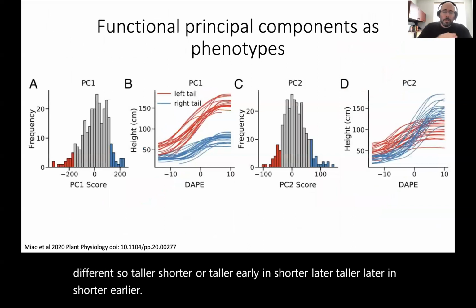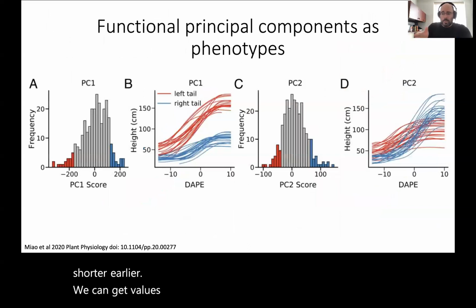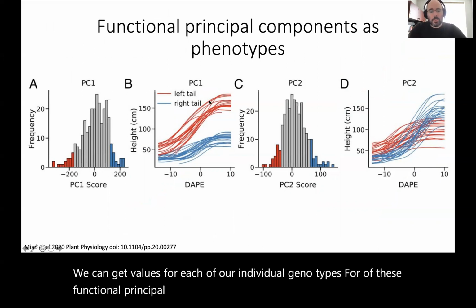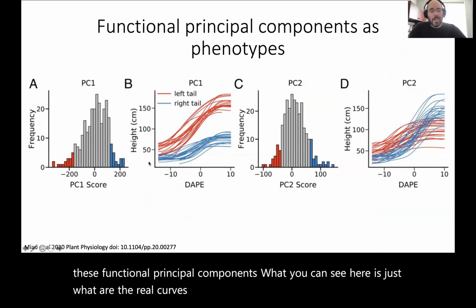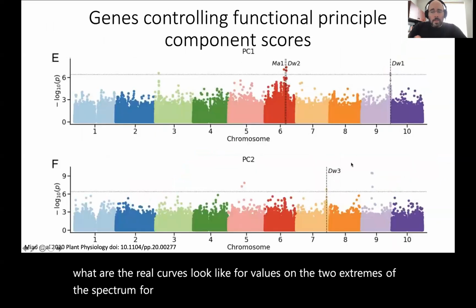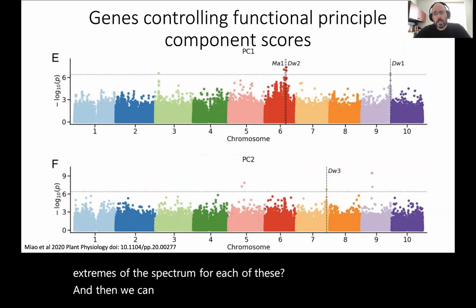We can get values for each of our individual genotypes for each of these functional principal components. What you can see here is just what do the real curves look like for values on the 2 extremes of the spectrum for each of these. And then we can actually use those principal component scores as our phenotype for doing GWAS.